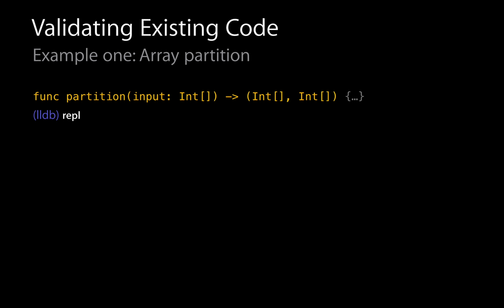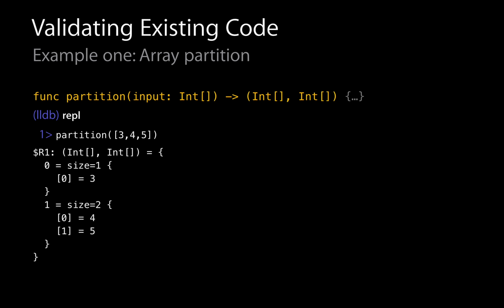Well, with our program stopped, we drop into the repl, and then we can call the partition function right from there. If we send it the array 3, 4, 5, what we get back is the array containing 3 paired with the array containing 4 and 5. All right, this looks interesting. I guess there's something about it being the bottom part of the array and the top part of the array. Let's formalize this. Let's test a theory about what's going on.